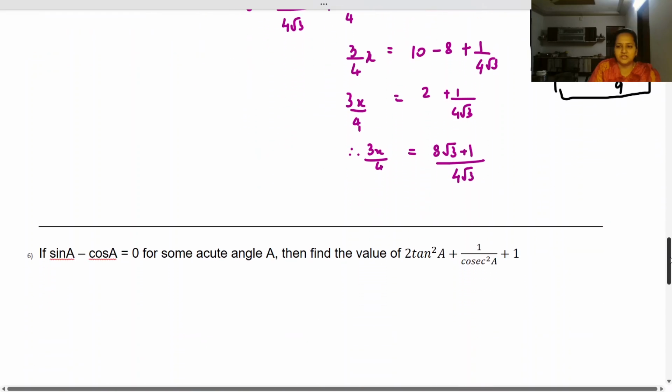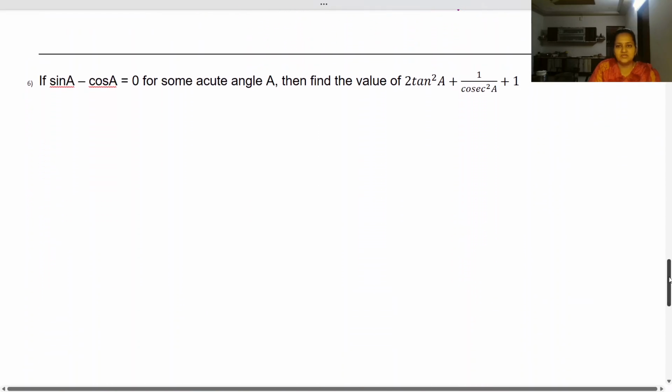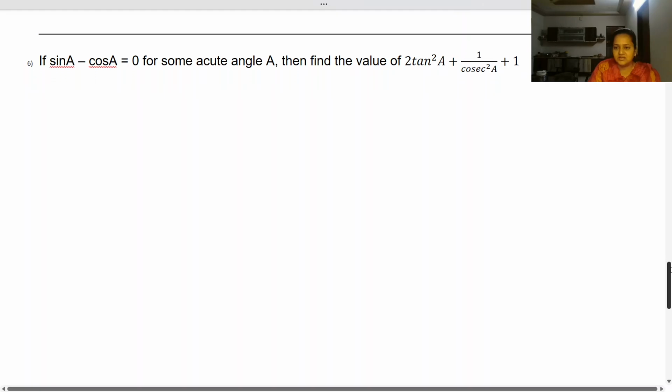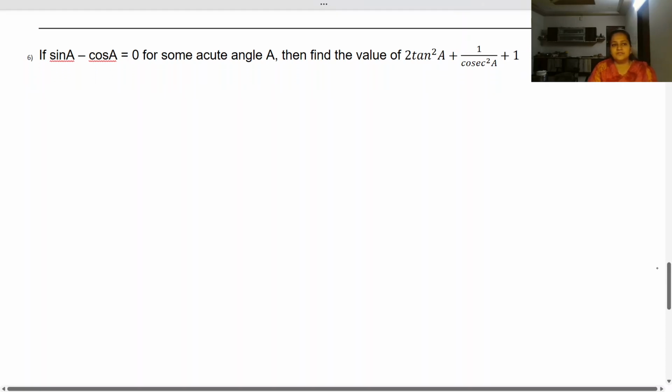So if we move on to the next question. Now this is also very interesting and very simple if you go to see. It says that sin A minus cos A is 0 for some acute angle A. We need to find the value of 2 tan square A plus 1 upon cosec square A plus 1. Is the question understood? Take a moment to read the question again for yourself.